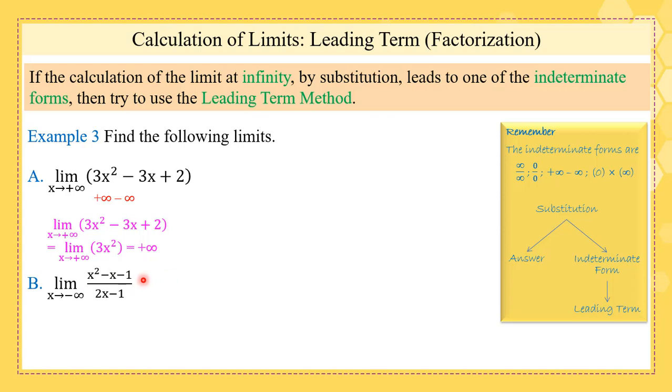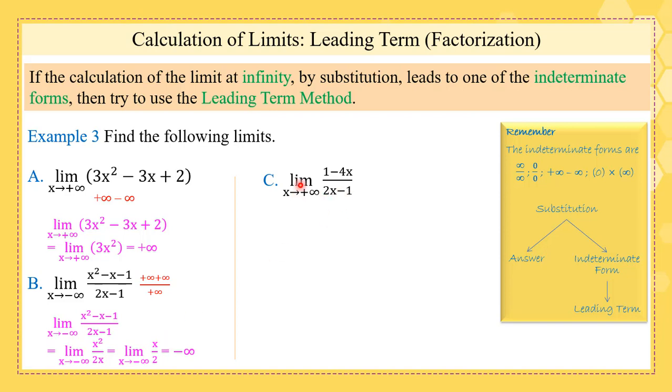Now let's see another example. In this case, if we substitute, we get plus infinity over plus infinity, which is positive infinity over positive infinity, and this is also an indeterminate form. So what do we do? We take the leading term in the numerator and the leading term in the denominator. So we get the limit of x squared over 2x, and if we simplify, we get the limit of x over 2, which is infinity.